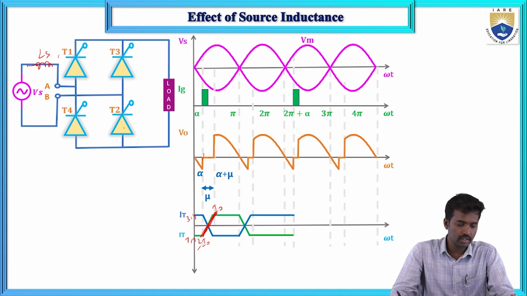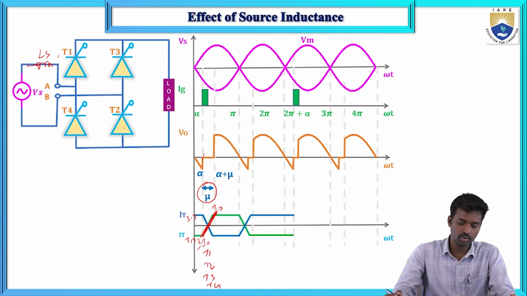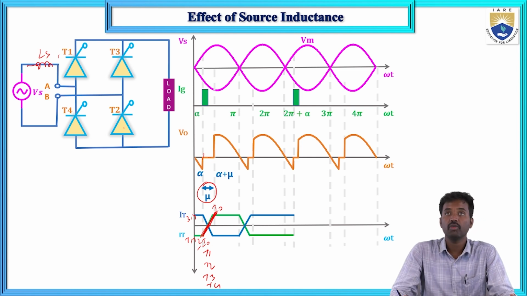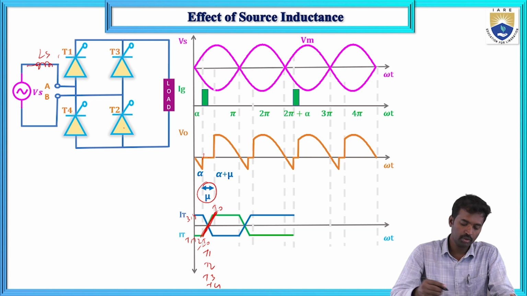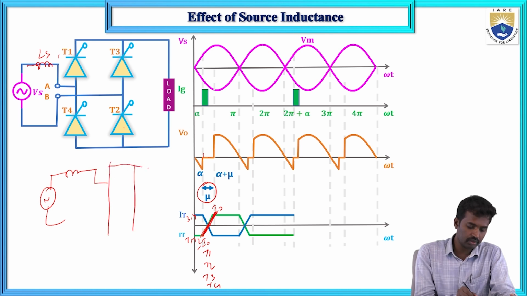Because of that inductance property, now T1, T2, T3, T4 will all conduct. So this is the overlap angle mu. What do you mean by overlap angle? The angle for which all the switches conduct at a time. Here this is the source inductance. Now all the switches are short circuited across the load, so the output voltage is 0.